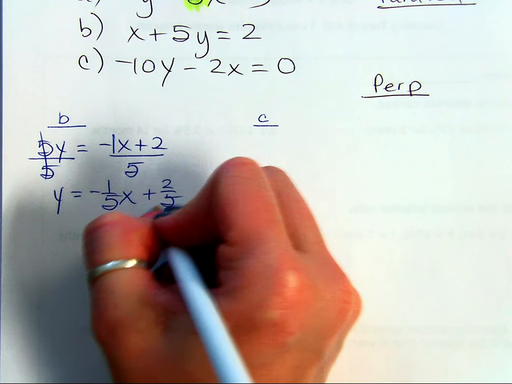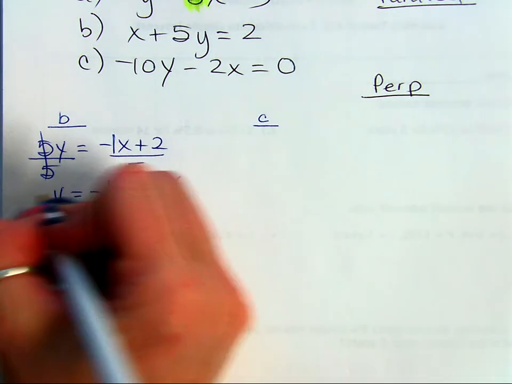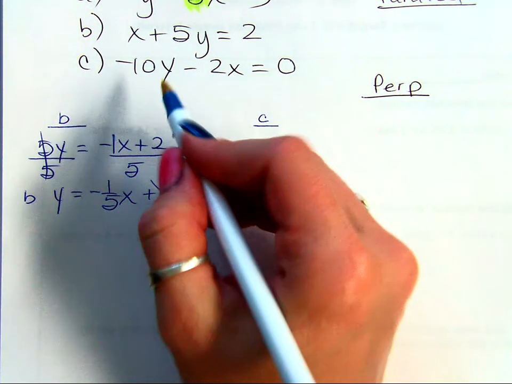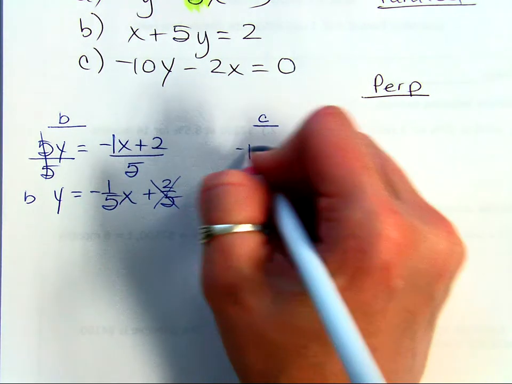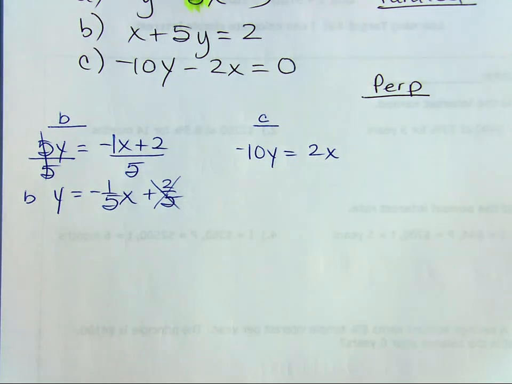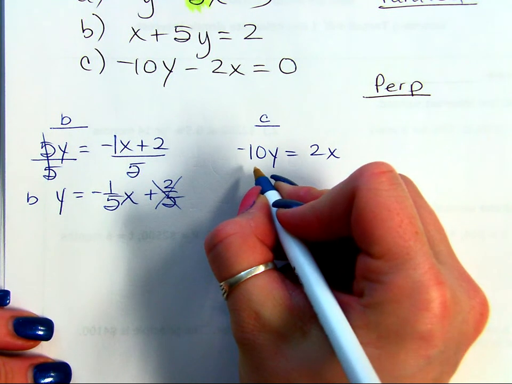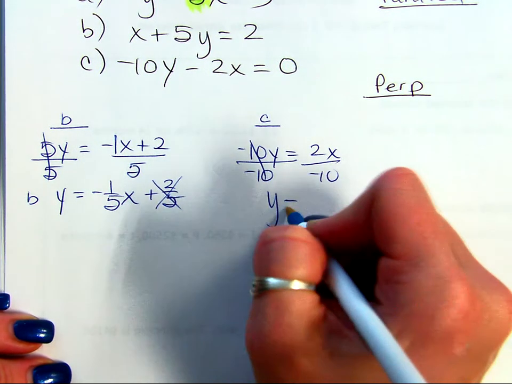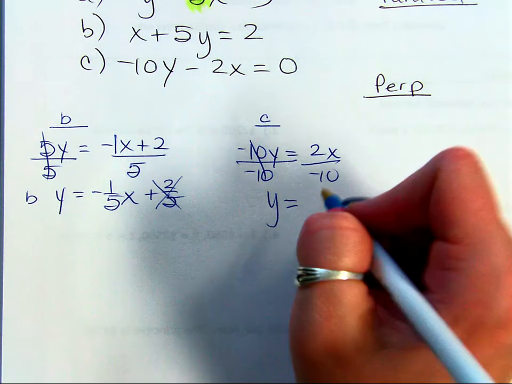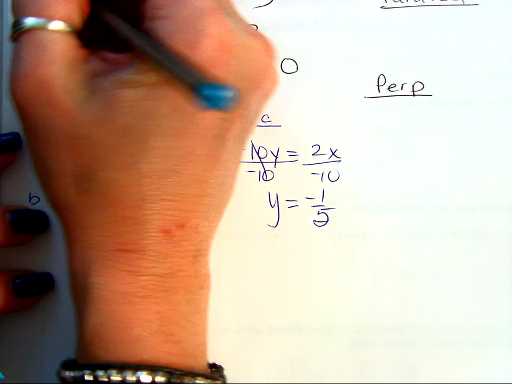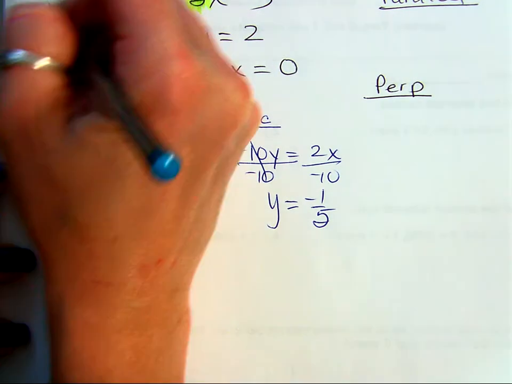So that's B. C then would be, you're going to add 2x to both sides, so that's going to give you negative 10y equals positive 2x. Don't even have to put plus 0. Divide both sides by negative 10. And y is equal to what? Negative 1/5. So here's what I would do if I were you. I would go back up to the top and get them all straight. So I would say A is 5, B is negative 1/5, and C is negative 1/5.